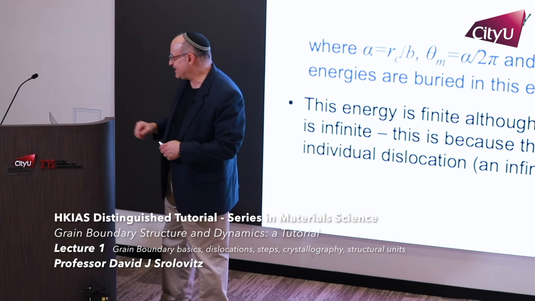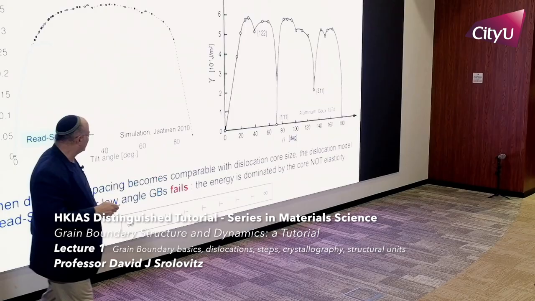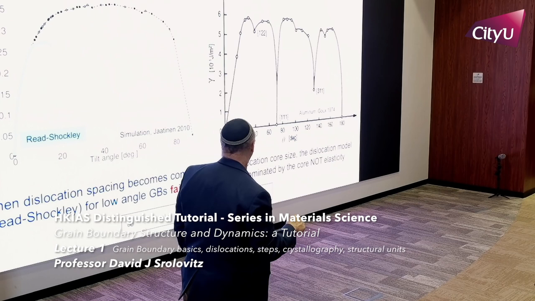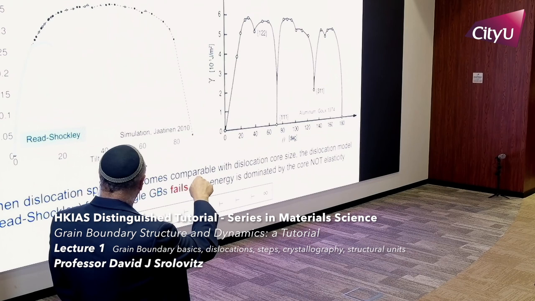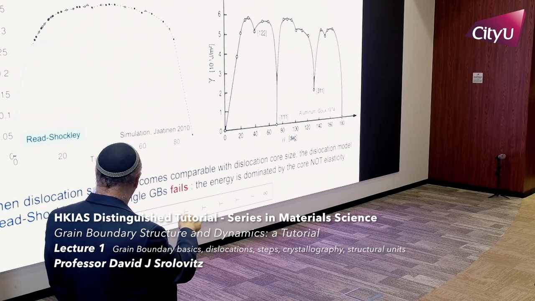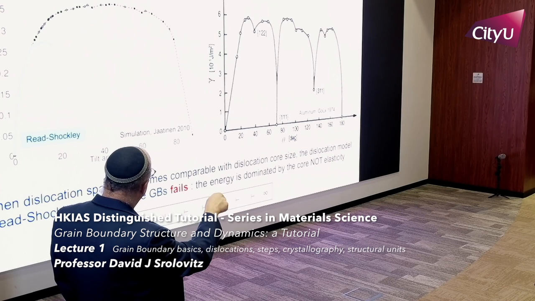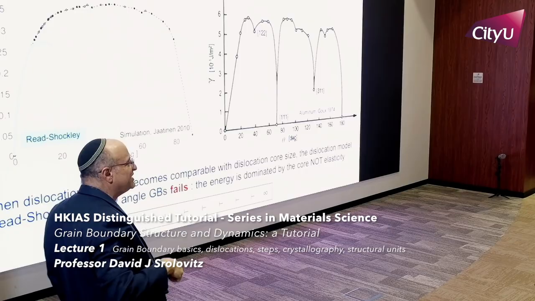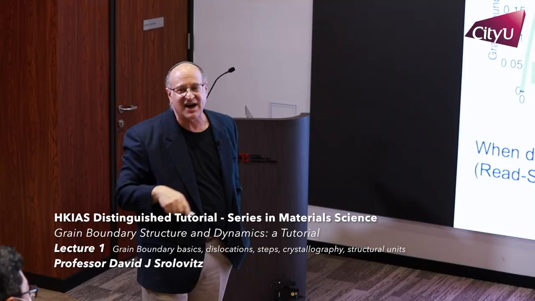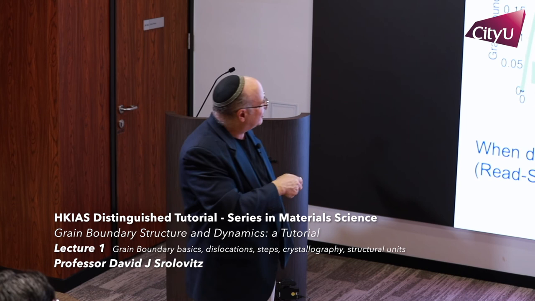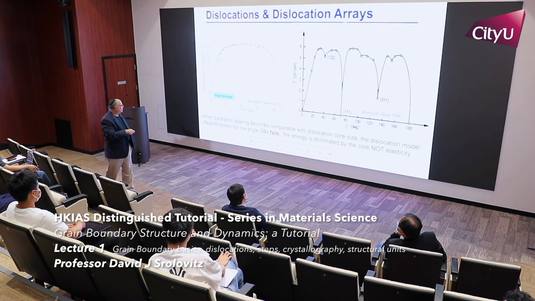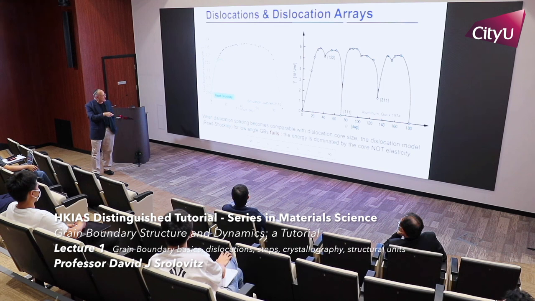Okay? So does it work? These are some experiments, which are quite old, and some simulations. This is a simulation, a relatively simple case. This is grain boundary energy versus tilt angle, and these are actual data. And here is the best fit Read-Shockley form to that. Now, if I look at that, I'd say it does remarkably well when the angle is very small. And when the angle is small, it means that the dislocations are very far apart.